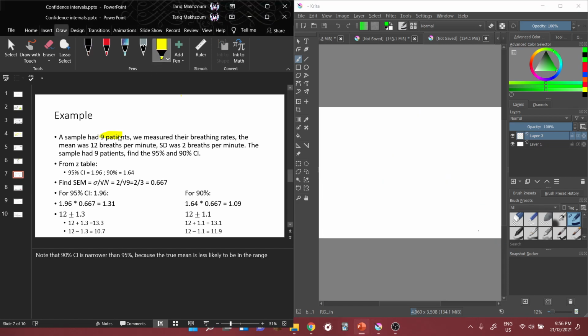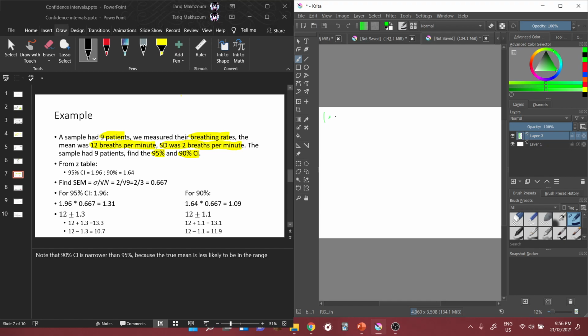So let's say we take a sample of 9 patients and we measure their breathing rates. And we found that the mean for our sample was 12 breaths per minute and the standard deviation was 2 breaths per minute. What we need to do is find the confidence interval at 95% and at 90%. So again, we start from the Z table and we get the Z value at 95%, so that's going to be 1.96. And then we find the standard error of the mean.